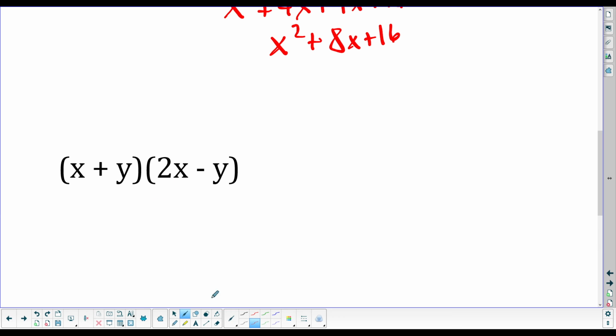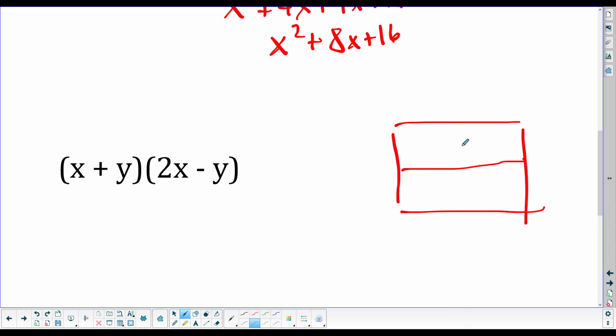Here I have an example where I have some different variables together. I've got an x and a y both in there. Doesn't matter, we're going to do the same process here. And so I'll do my area model on this one. I've got x and then plus y, and then I've got 2x and negative y.